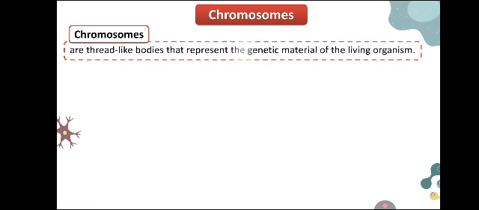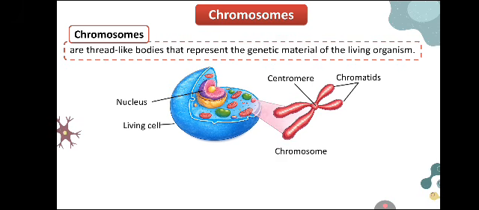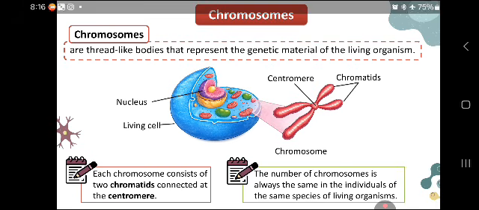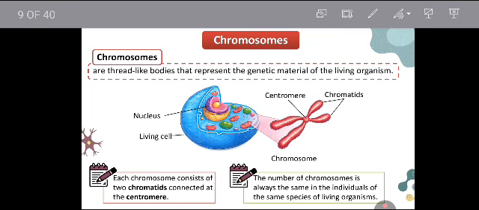Let's move to the second part, which is chromosomes. For chromosomes, we studied before in middle one. They are thread-like bodies, something like rope, that represent the genetic material of living organisms. Each cell in our body contains a nucleus. This nucleus contains inside it something called chromosomes, which carry all the genetic material of the living organism, right?